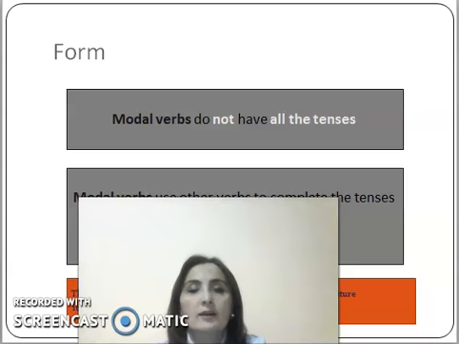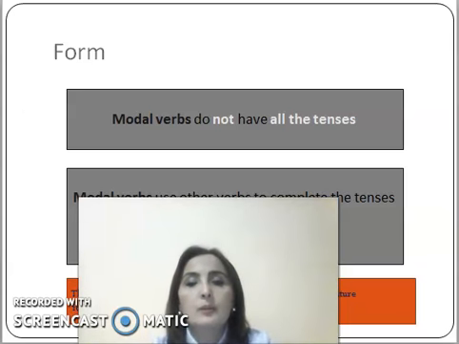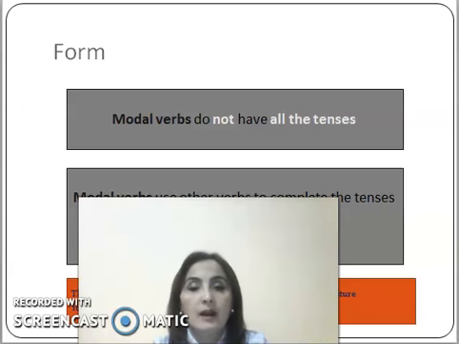So modal verbs do not have all the tenses. Modal verbs use other verbs to complete tenses. Can is completed with be able to. For example, in such cases, we usually use the equivalents of the modal verbs. To be able to is one of them. Must is completed with have to.